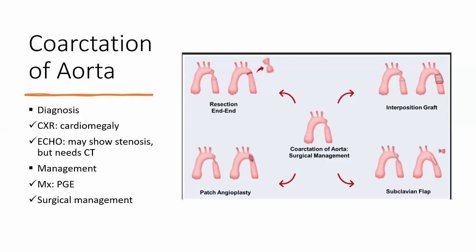As you can see in the diagram, there's a patch angioplasty that they can do. They can resect the coarcted area and then re-anastomose the vessel. Or they can even do an interposition graft or a subclavian flap.